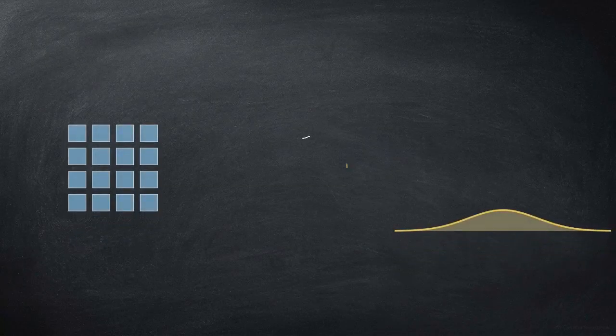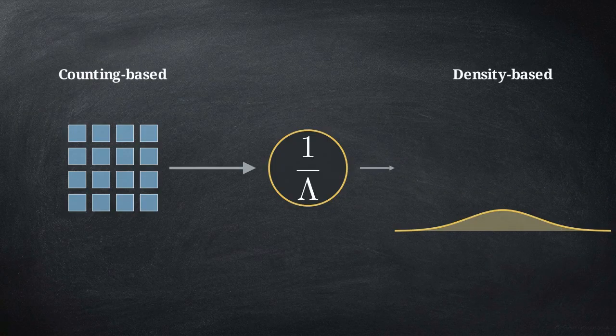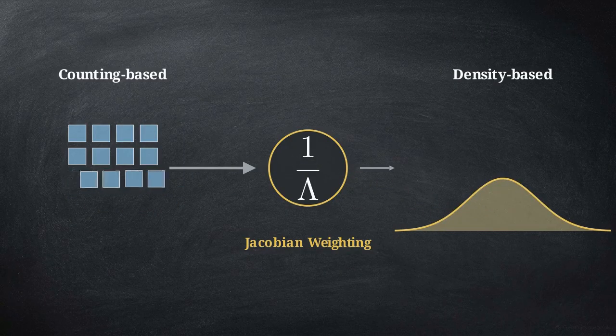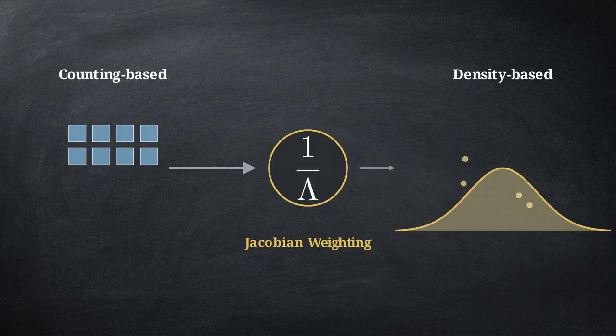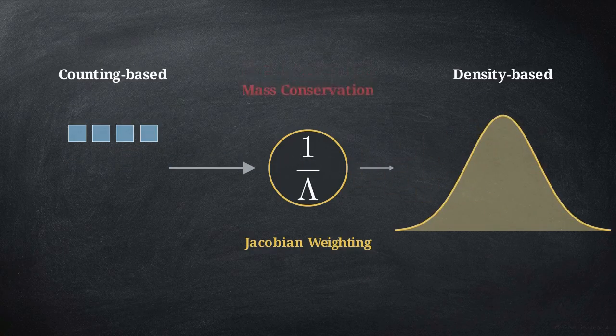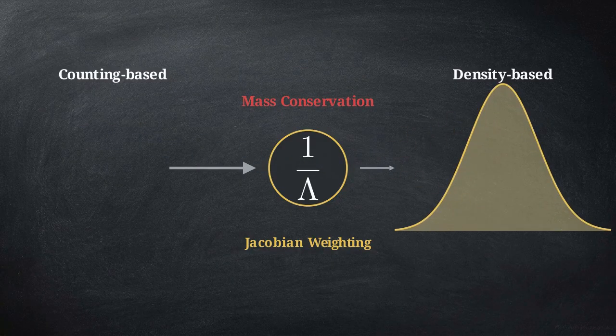To bridge that gap, we use Jacobian weighting, represented here by the equation 1 over lambda. It acts as a permanent mathematical marker that connects counting-based and density-based representations. This factor ensures that as the tumor expands, the macroscopic data remains perfectly synchronized with the microscopic branching. Because the math is weighted to conserve mass, no data points are dropped during the translation.